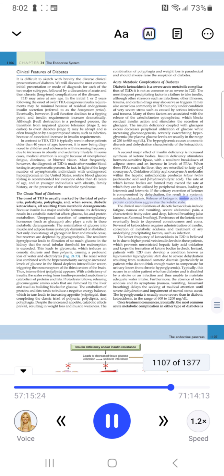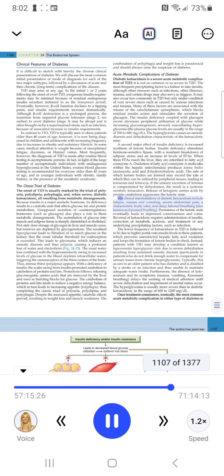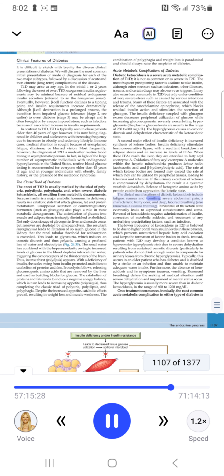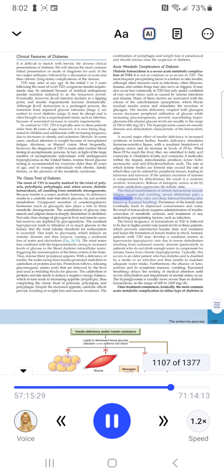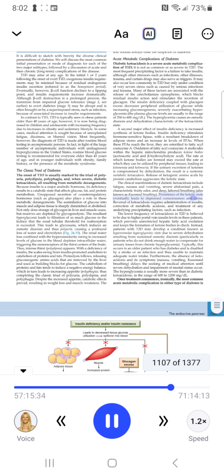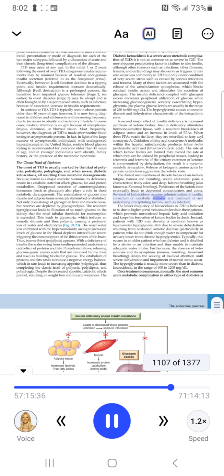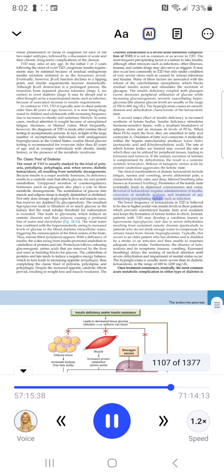Release of ketogenic amino acids by protein catabolism aggravates the ketotic state. The clinical manifestations of diabetic ketoacidosis include fatigue, nausea, and vomiting, severe abdominal pain, a characteristic fruity odor, and deep labored breathing, also known as Kussmaul breathing. Persistence of the ketotic state eventually leads to depressed consciousness and coma. Reversal of ketoacidosis requires administration of insulin, correction of metabolic acidosis, and treatment of any underlying precipitating factors, such as infection.